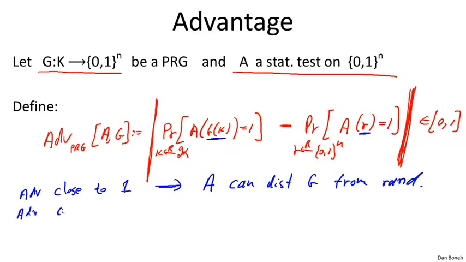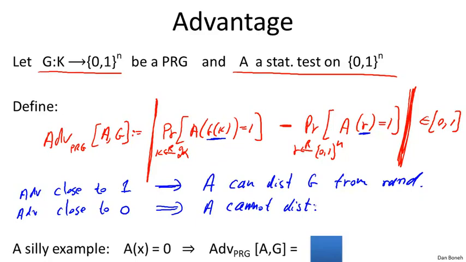However, if the advantage is close to 0, what does that mean? That means that basically the statistical test behaves pretty much the same on pseudo-random inputs as it does on truly random inputs. And basically there we would say that A could not distinguish the generator from random. So this gives you a little bit of intuition about why this concept of advantage is important. It basically tells us whether A was able to break the generator, namely distinguish it from random, or not able to break it. So let's look first of all at a very silly example.